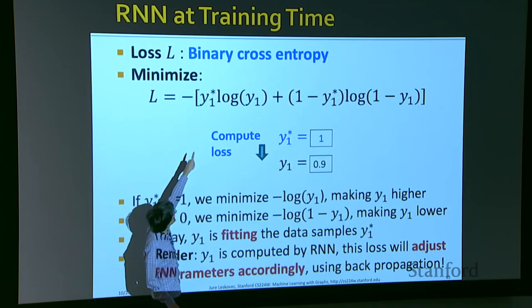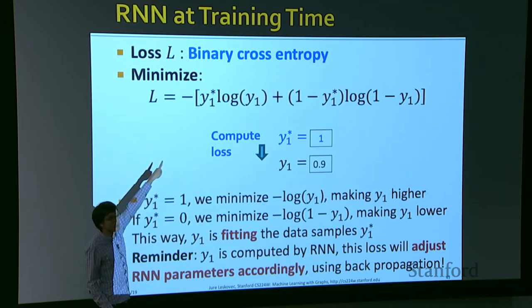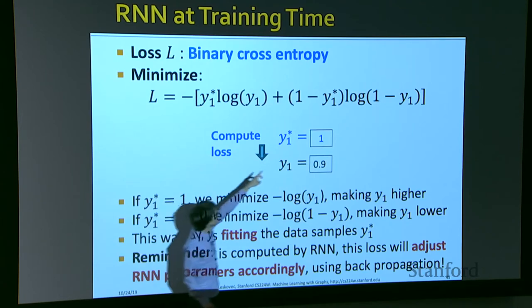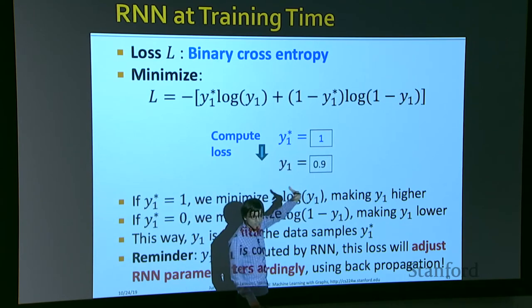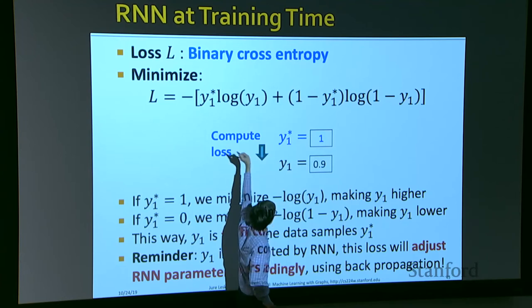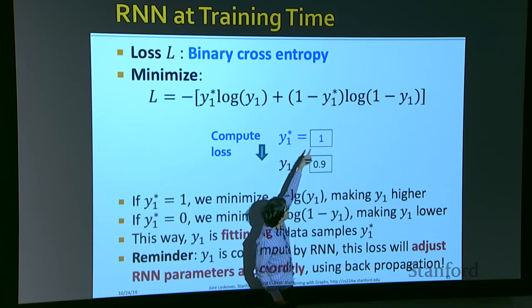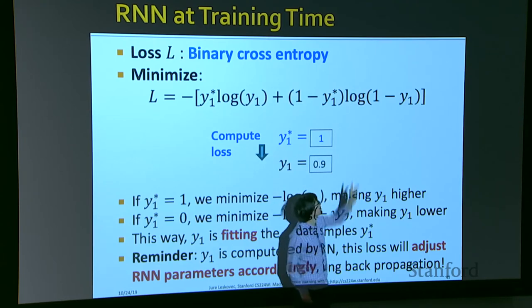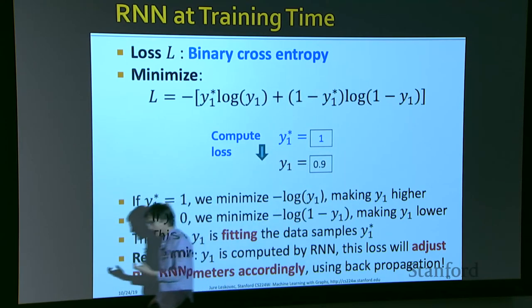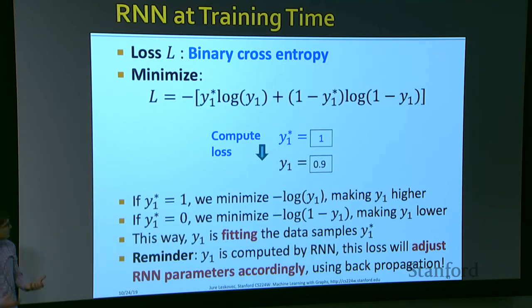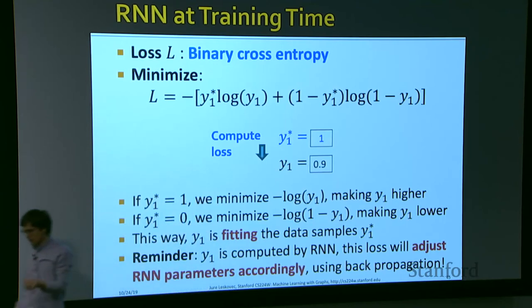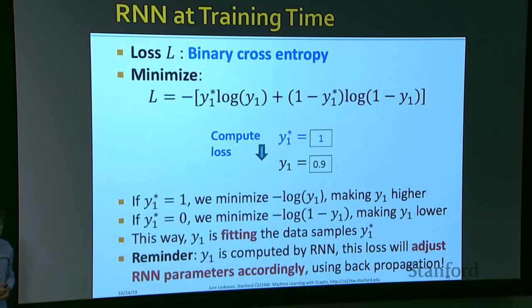If there is an edge, this means y star is 1, then I'm saying, what's the log probability that I assigned to that edge? And if there is no edge, then y star is 0. So this thing will cancel out, and all that will remain is 1 times log 1 minus y. So this is now the log probability of not having an edge. Right? So this is exactly the same objective function that we talked about in the community detection lecture, where I talked to you about how do you define the likelihood of the graph.